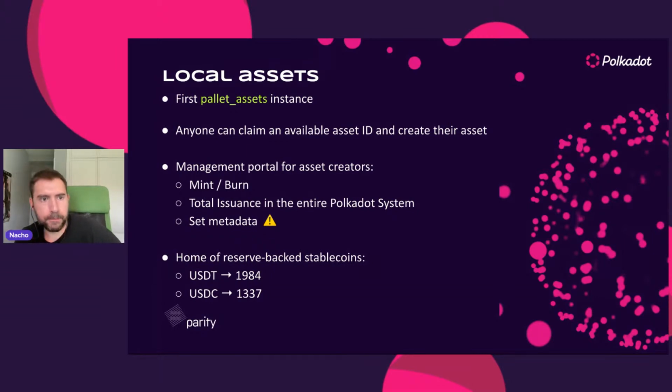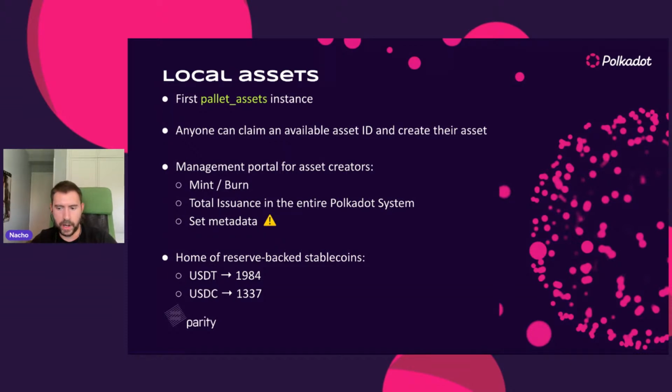Next feature, local assets. It was the first pallet assets instance in Asset Hub, where anybody can claim an asset ID. There you can mint assets. You can see the total instances in the entire Polkadot system, and you can set the metadata.